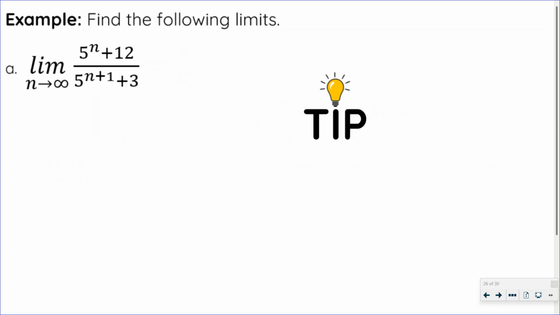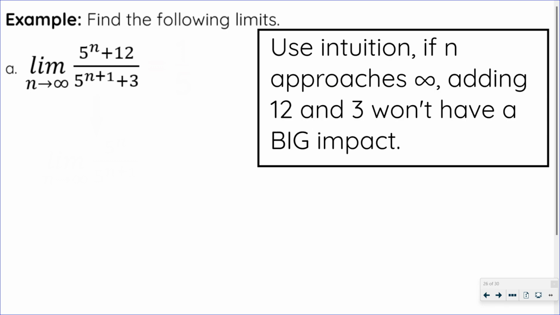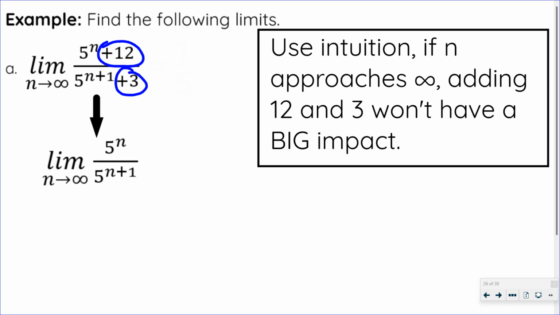Okay, let's try another couple ones with some twists and turns here. So in this one here, I have the limit as n approaches infinity of an exponential function in the numerator and denominator. Now, my tip to you in this one is just to use our intuition. So I'm adding on a 12 and I'm adding on a 3. If I'm approaching infinity and I add on a 12 or a 3, it's really inconsequential. It's not going to have a big impact. So since I'm talking about an infinite limit, I don't have to worry about the plus 12 and plus 3.